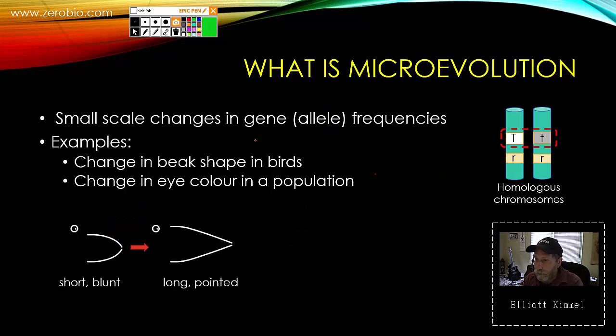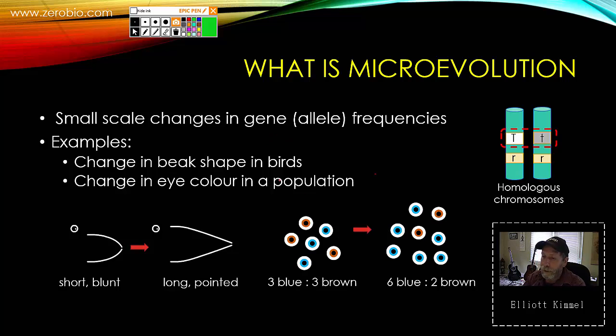So let's look at another example here. We have a population over here, and you can see that 3 organisms have 1 blue eye each, all right? And 3 organisms have brown eyes, or 1 brown eye, all right? So there is a 3 blue to 3 brown ratio. The frequency of the blue eye gene is 3. The frequency of brown eyes is 3.